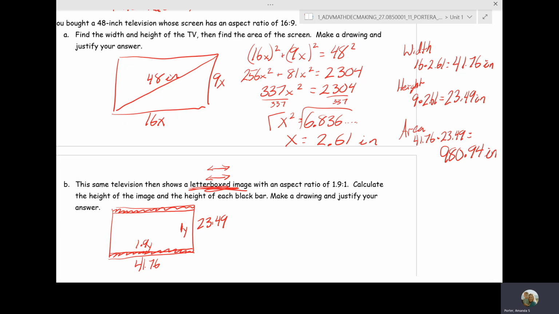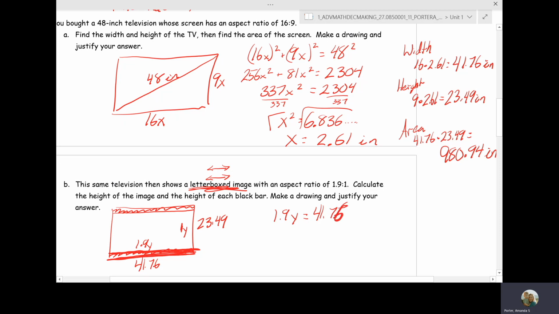Now, you have to decide which dimension is equal. You are either going to put 1.9y equal to 41.76, or you're going to put 1y equal to 23.49. It's not both. It's one or the other. And in this situation, I'm really looking for lengths that are the same. So this 1.9 goes all the way sideways, so does the 41.76. That's what I said equal. 1.9y equals 41.76.